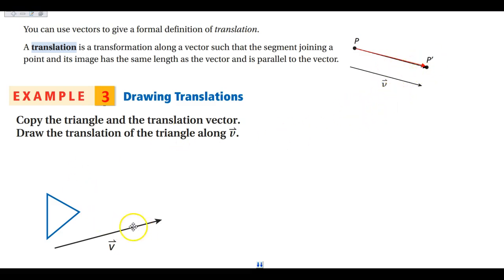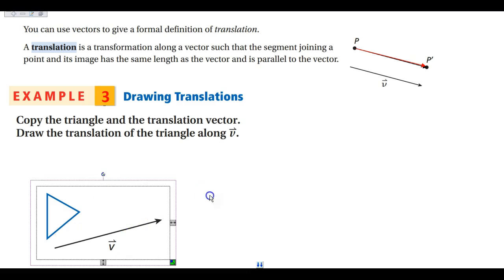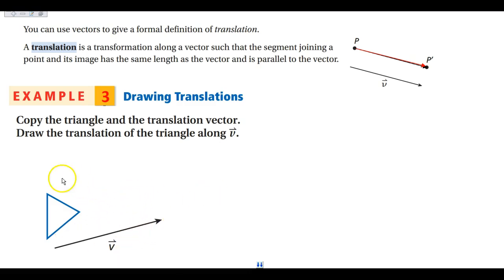So we want to do the same thing over here with this one. I want to translate this triangle along this vector. One of the things that you can do if you want to be more accurate is sketch this on a piece of scratch paper that you have at home, and you can follow along with me and go a little closer.